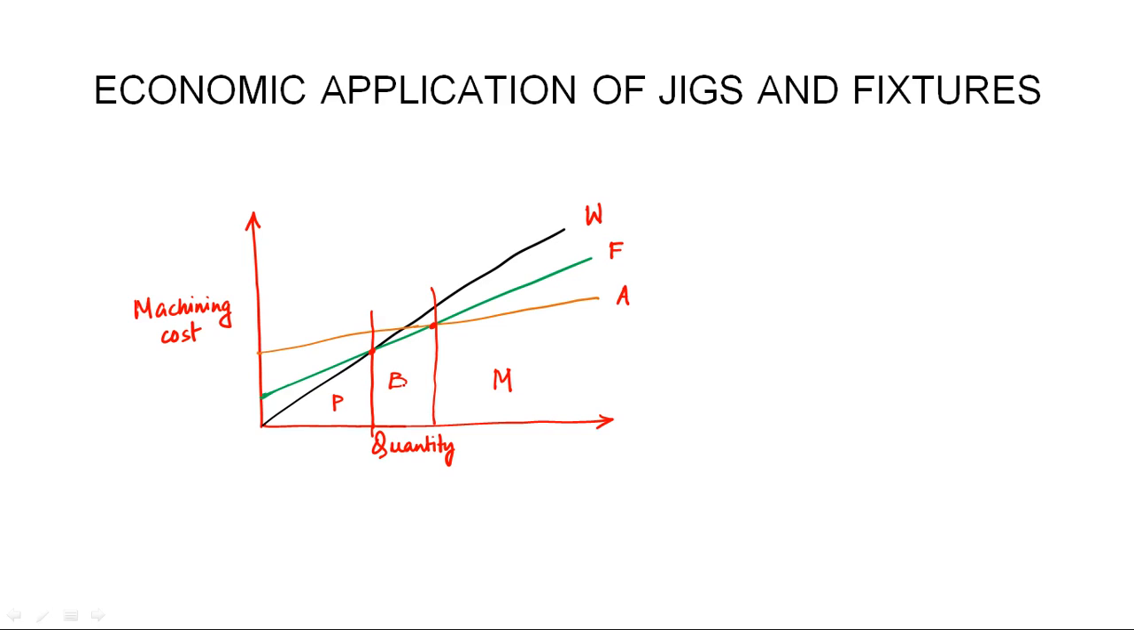Basically, batch production means when the dimensions are the same and we need to produce the same dimension products, suppose 100 or 200 or 300 quantities. In that case that will be called batch production.